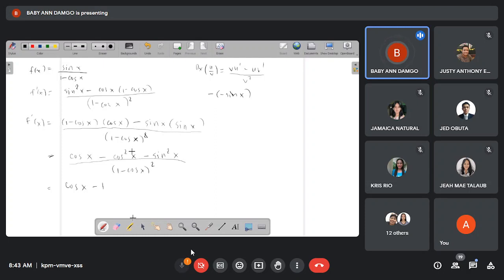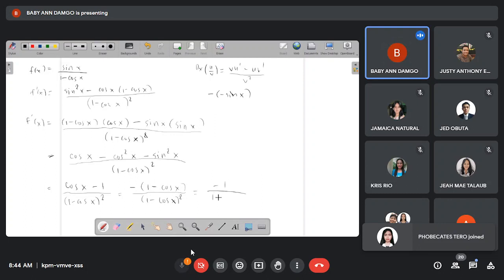Cosine squared plus sine squared x all over 1 minus cosine x squared. Okay, so now we can factor out the negative 1. So this is 1 minus cosine x all over 1 minus cosine x to the power of 2. To simplify, this is minus 1 over 1 minus cosine x. So, check.